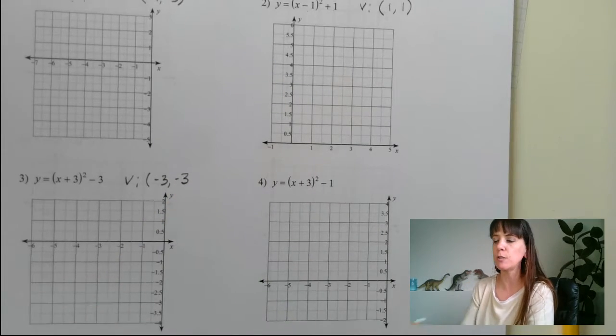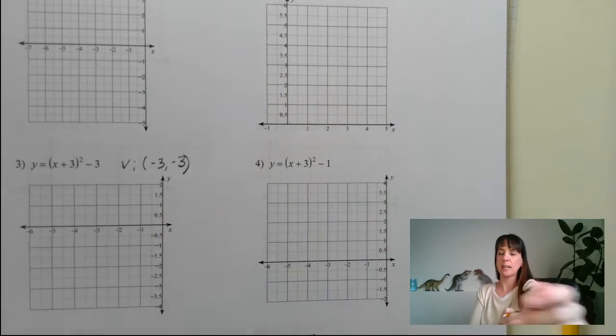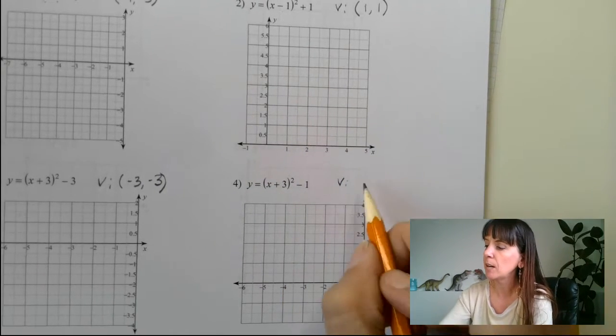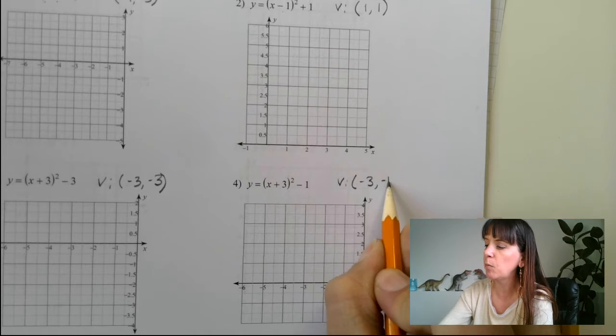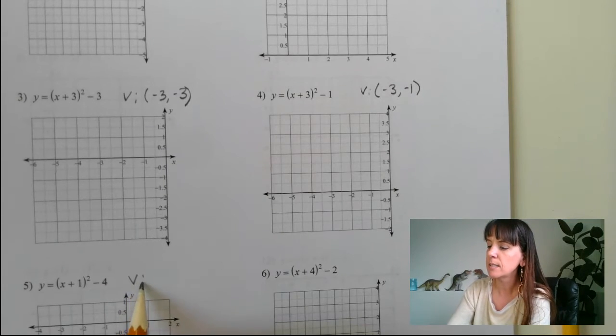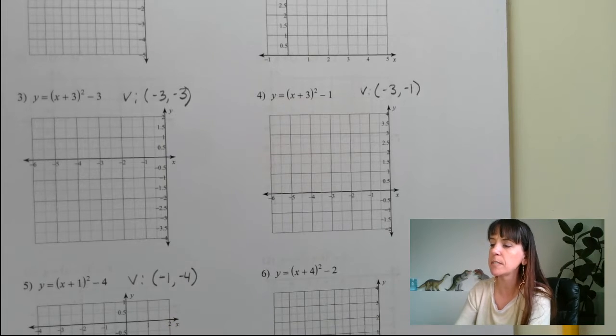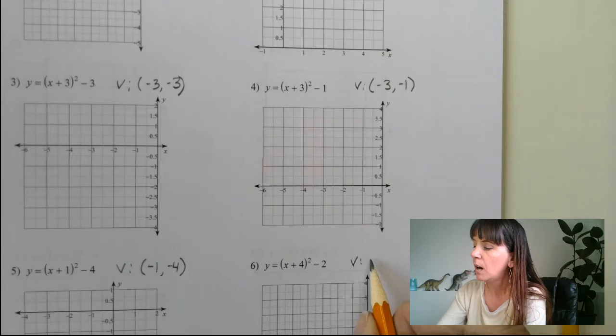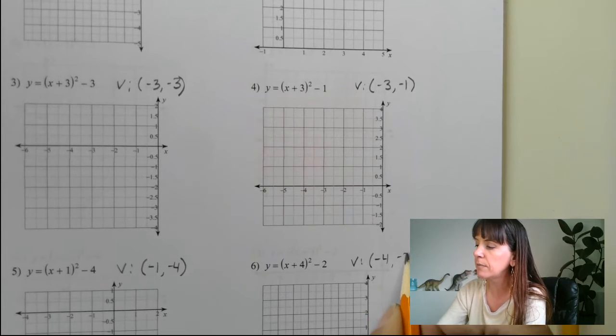All right, now do 4 through 6. Pause the video, do 4 through 6. Make sure you understand this, and then come on back. All right, vertex is going to be negative 3, negative 1. Vertex is going to be negative 1, negative 4. I do make mistakes in these videos, so if you guys catch them, make sure to tell me in the comments below. Negative 4, negative 2.